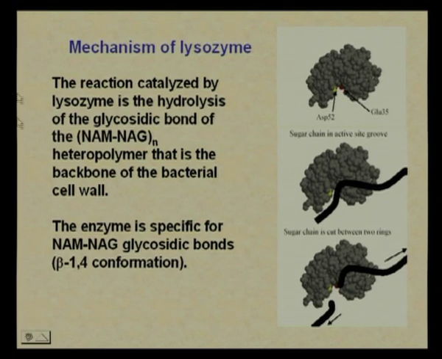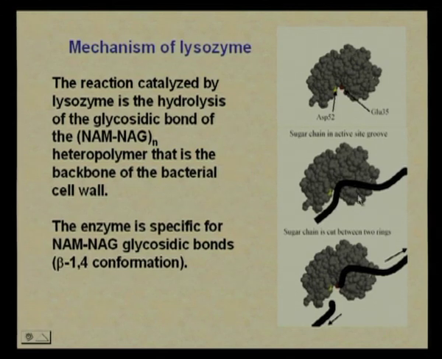Now, what are these sugar molecules? There are two sugar molecules here. One is called NAM and one is called NAG. We will see what these mean in a moment, but essentially let us look at just this schematic that we have on the right hand side. We have two residues that are important in this particular enzyme. Lysozyme's important residues are aspartic acid 52 and glutamic acid 35.